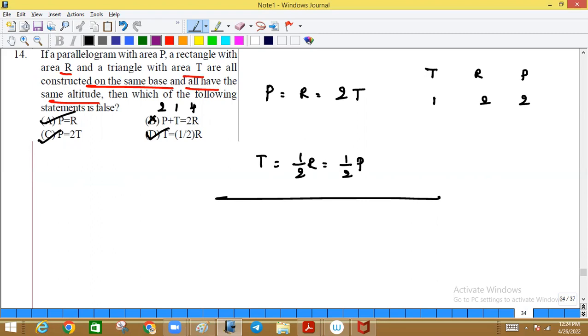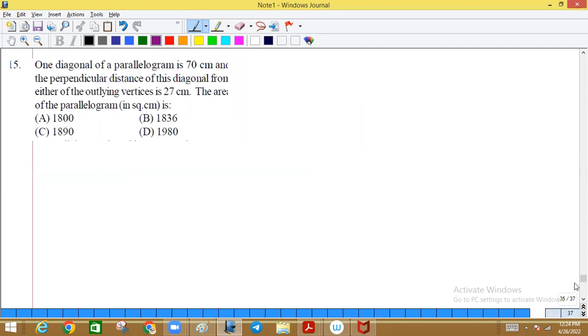Triangle area is half into base into height, whereas rectangle and parallelogram are base into height. That is the reason the triangle is half of rectangle and parallelogram, whereas parallelogram and rectangle both have the same areas because their bases and heights are the same.